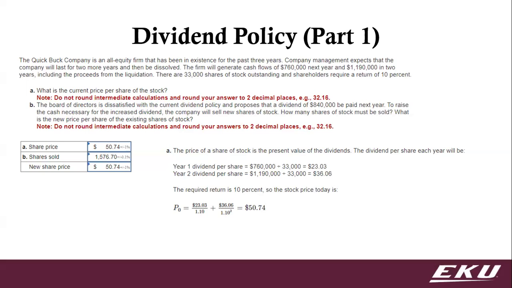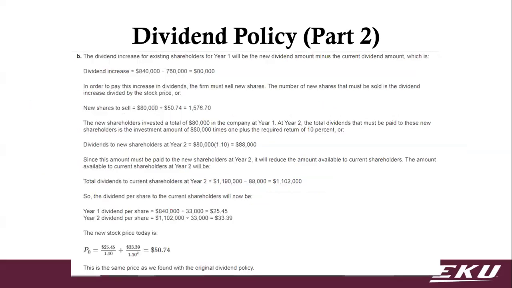So I'm gonna go to the next slide. And feel free to pause it and take your time reading through that. But all we're gonna do is take, we need an additional $80,000. How many shares do we have to sell to get 80,000? Well, given the current share price, it's a little over 1,500 shares.